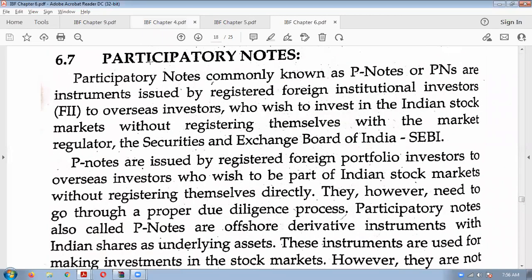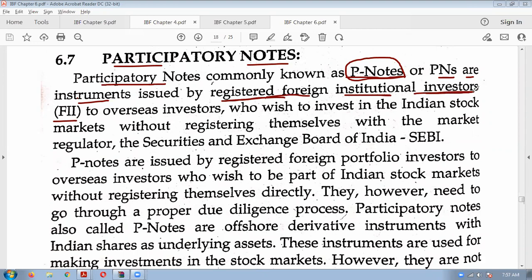See participatory notes. Let us have a brief discussion, an understanding of these participatory notes. Participatory notes, commonly known as P notes or PNs, are instruments issued by registered foreign institutional investors, that is FIIs. They are registered with SEBI. So these participatory notes will be issued by such registered foreign institutional investors.